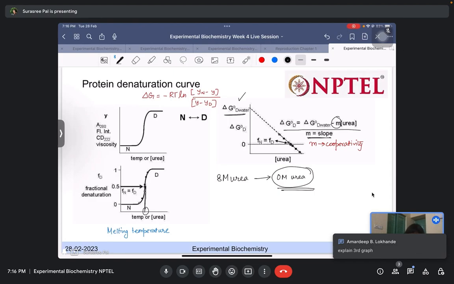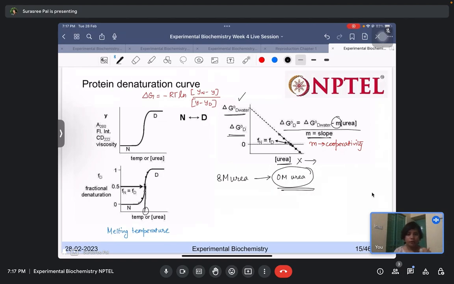Okay, the third graph is when you plot the change in delta G with the concentration of urea. So in your x-axis it is the concentration of urea, and urea is in decreasing concentration. So actually what you do is you take the protein in 8 molar urea, for example, which is standard used for protein denaturation. So you take the protein in 8 molar urea, and then you gradually decrease the concentration of urea. So from 8 molar you finally go to 0 molar of urea. So what is 0 molar of urea? If there is no urea, what does it mean? That it is only water, right?